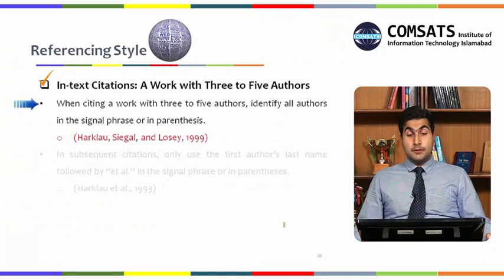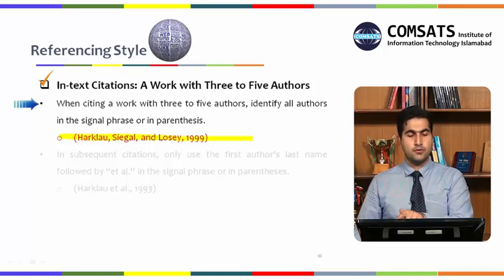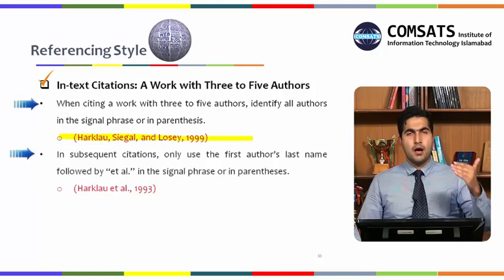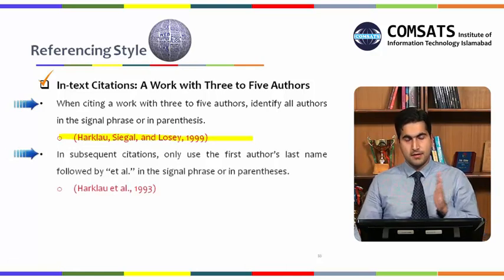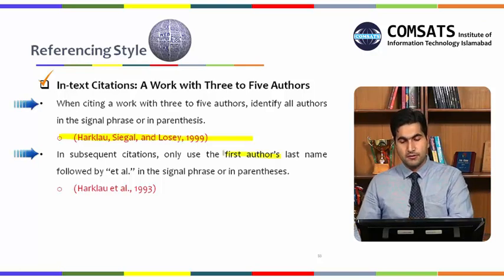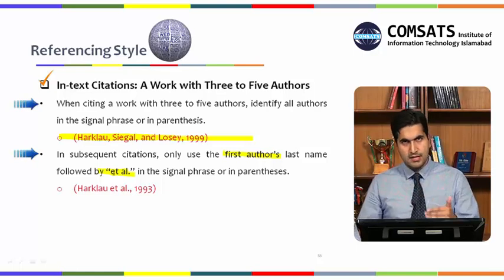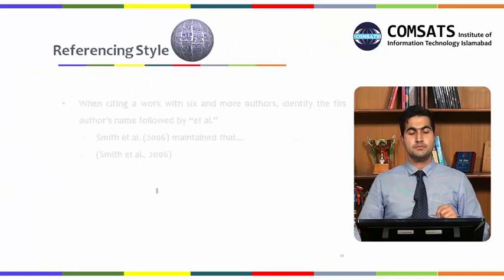When citing a work with 3 to 5 authors, now the story has gone a bit ahead. No more 2 authors, now we have 3 to 5 authors. Identify all authors at the beginning, just the way you have done it: Harklow, Segal and Lucy, 1999. Once you have cited them, mention their surnames together. In subsequent citations within the same work, afterwards only use the first author's last name followed by et al. So this is the difference. First time mention all the names, all the rest of the times mention et al., as done in this form.